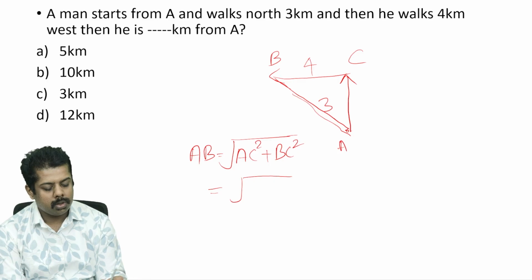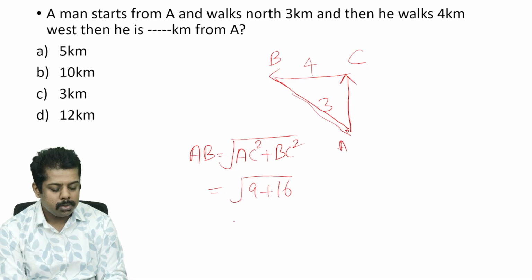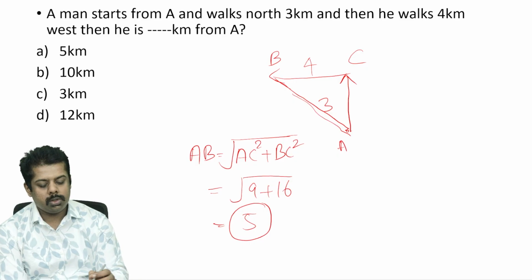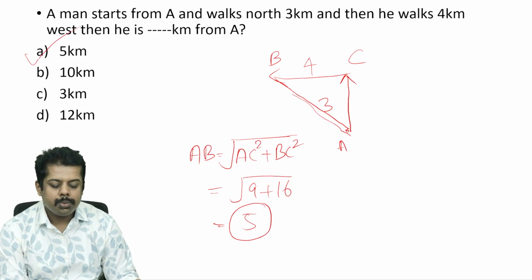AC here is 3 square. Okay, 3 square is 9. BC here is 4. 4 square is 16. Okay. So 9 plus 16, as you know, is 25. And root of 25 is going to give us 5. Okay, so here the distance is option A, 5 km.